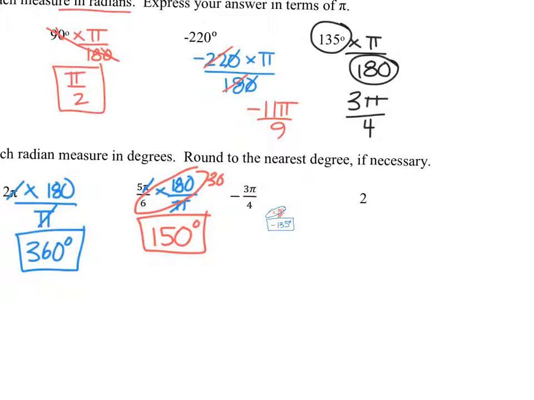This next one doesn't have a pi in it. It's okay. You're still going to multiply it by 180 over pi. So this is going to be 360 divided by pi. The directions read round to the nearest degree if necessary. So 360 divided by pi is going to be an irrational number. I don't have my calculator on me right now, but I would divide 360 by pi and get the decimal.